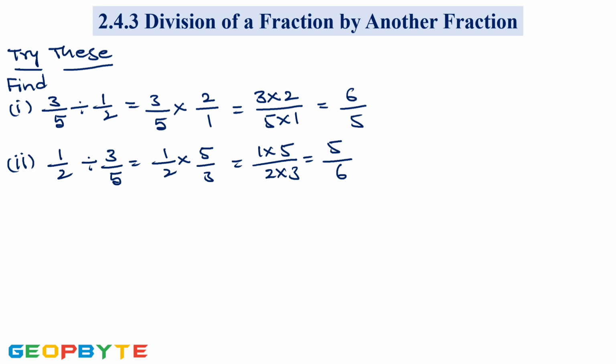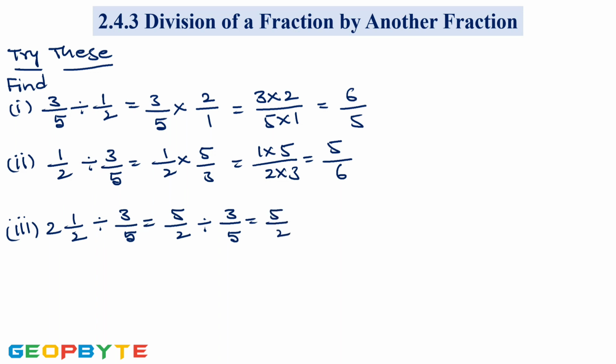Next, third one. 2 1 by 2 divided by 3 by 5, which is equals to, so here the given question consists of a mixed fraction, so we need to convert the mixed fraction into an improper fraction. So 2 twos are 4, 4 plus 1 is 5, so 5 by 2 divided by 3 by 5.